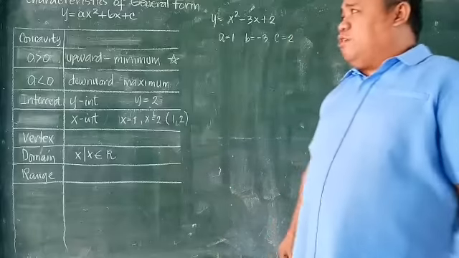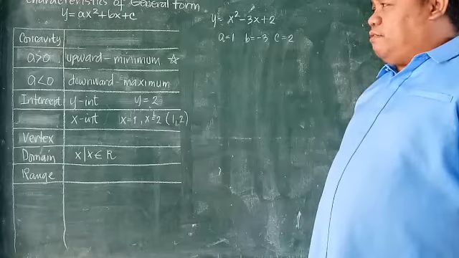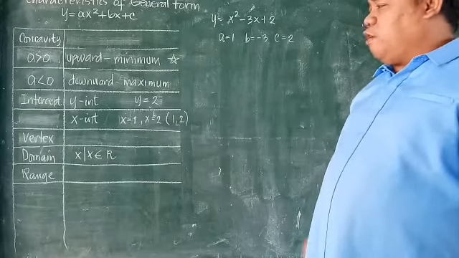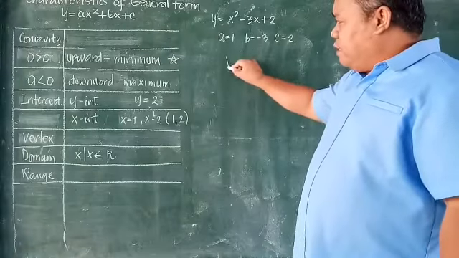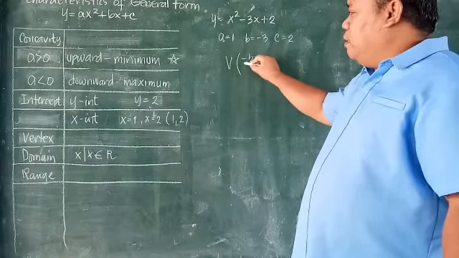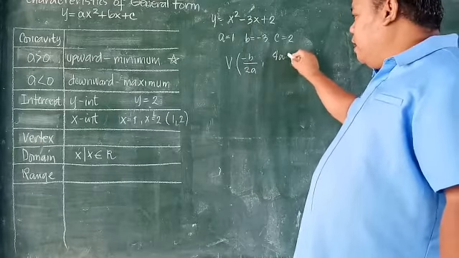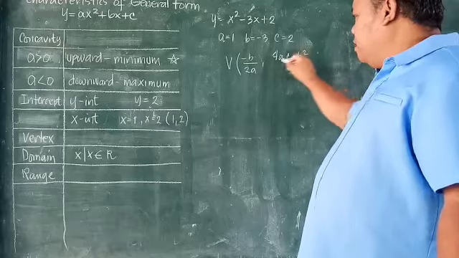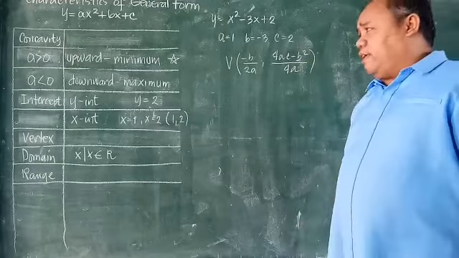Okay, let us continue to solve the characteristics of the general form y equals ax squared plus bx plus c. This time we're going to get the vertex. Now, what will be the formula for the vertex? The vertex is equal to negative b over 2a, comma, 4ac minus b squared all over 4a. So we have to follow this formula to get the vertex.